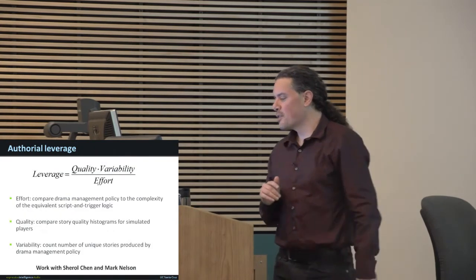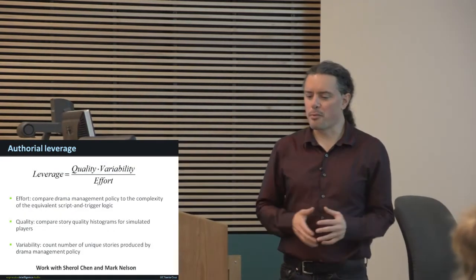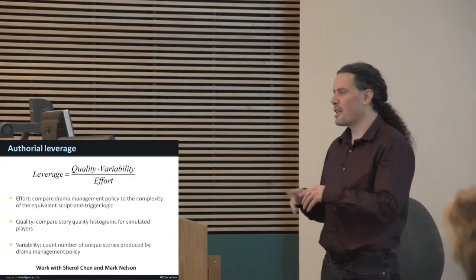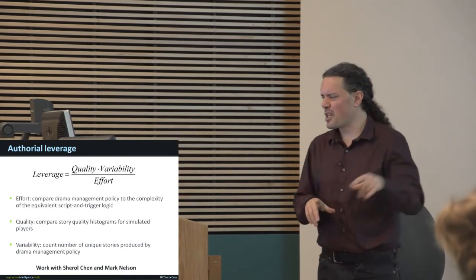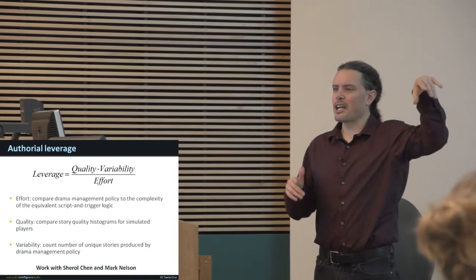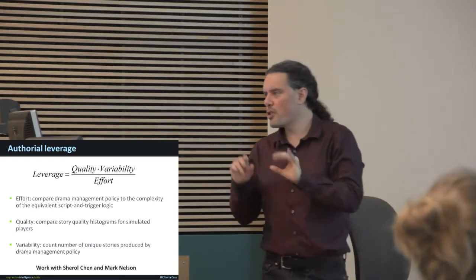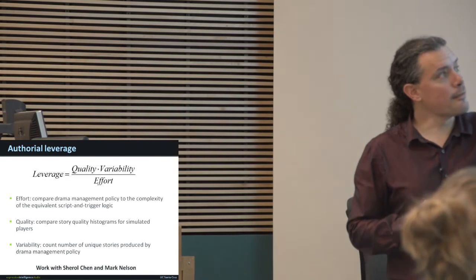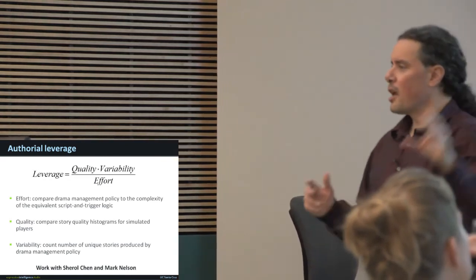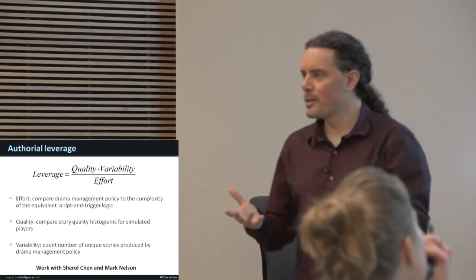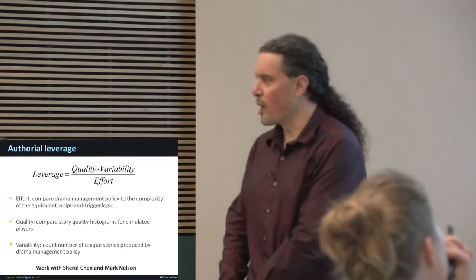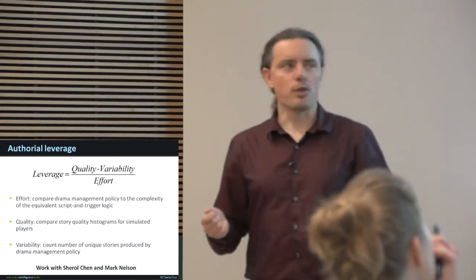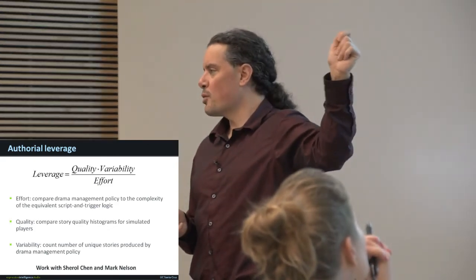Well, one way to think about whether you're making progress is to think about the concept of authorial leverage. This is something we've worked on a bit in the Expressive Intelligence Studio here. It's just a concept equation, not a real math equation, though we've found ways to operationalize it. The idea behind authorial leverage is that for a given quality of experience, a given quality of behavior, and a given number of ways that that behavior can vary over time, if you can create that with less effort, you get more leverage.